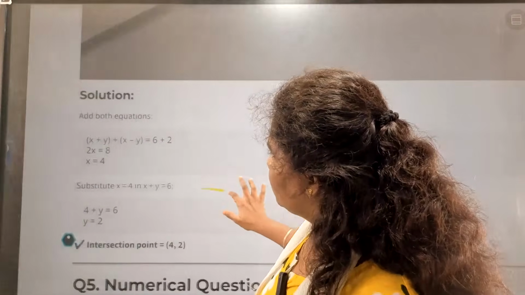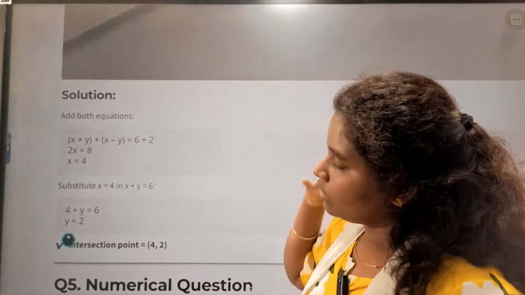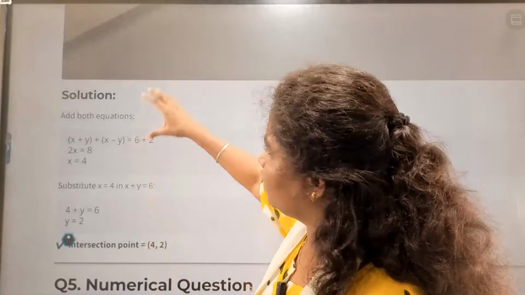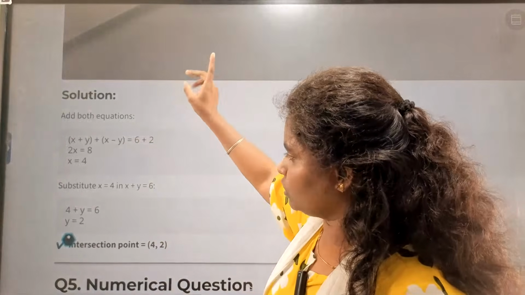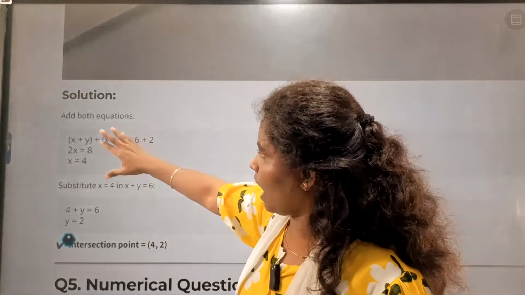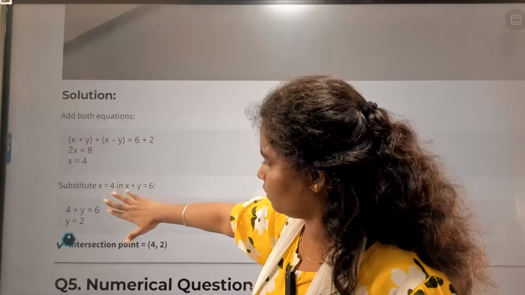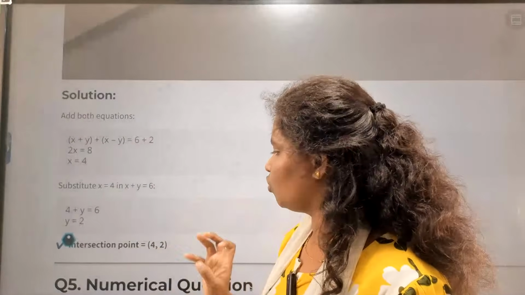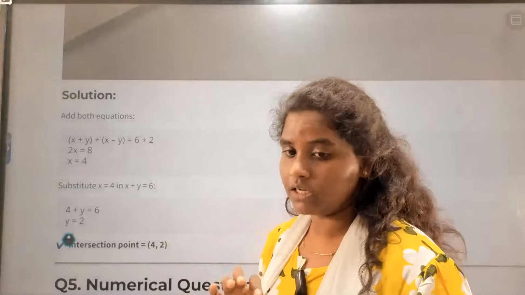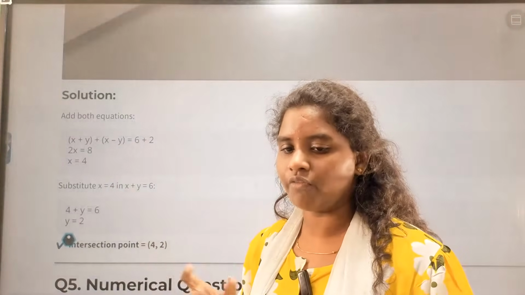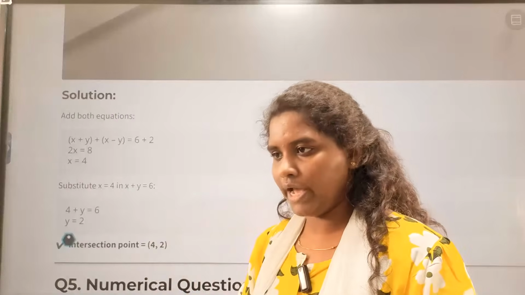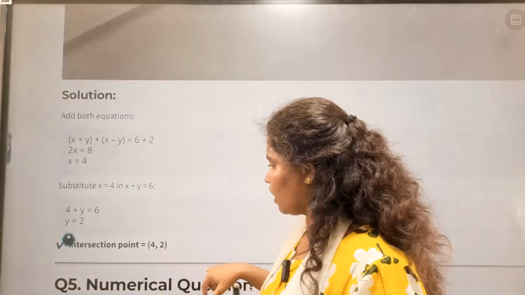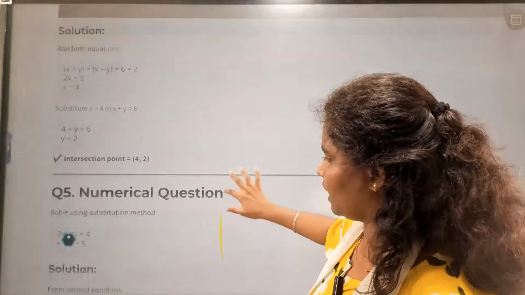So here we have to check the intersection point. Using the two equations, if I add both equations and simplify, we'll get x is equal to 4 and y is equal to 2. We have to find the intersecting point where the two lines meet at a common point. So the answer is (4, 2).